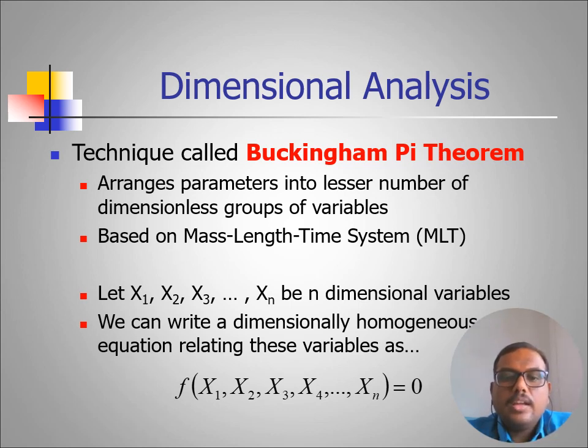So we can write a dimensionally homogeneous equation relating these variables as a function of x1, x2 up to n number of variables, which is equal to 0. Here we need to consider that there are two different kinds of variables, dependent variables and independent variables. If we are given a problem, we need to choose which is the dependent variable and which are the independent variables. But all the variables should be considered as n number of variables before solving the problem.